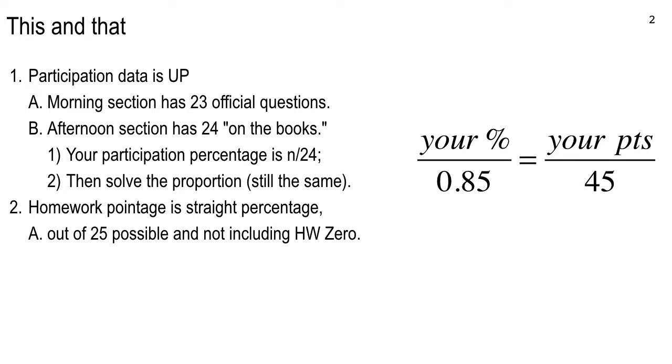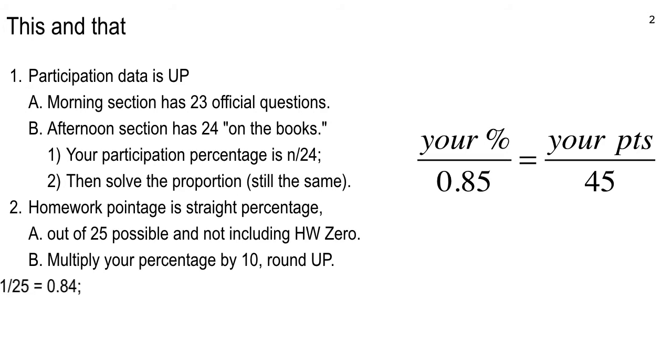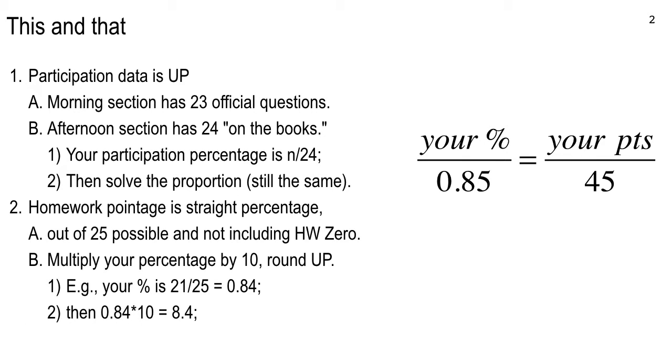So anyways, out of 25. And don't include homework 0. And then just multiply your percentage by 10 and then round up. So for instance, if you have 21 out of 25, all right, that's 84%, 0.84, okay? And so then multiply that by 10, so 0.84 times 10, that's 8.4, all right? Now technically that's your pointage, but I always round it up, so you would actually have 9 out of 10, all right?